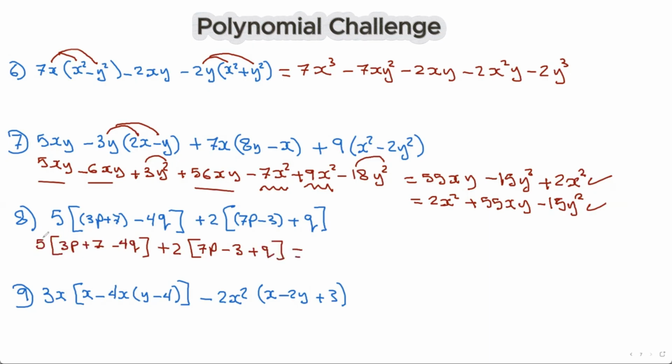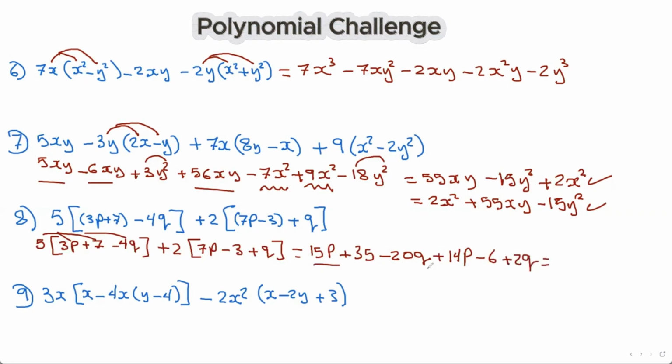Now, this 5 has to be distributed into here, into there, and into there. So 5 times 3p is 15p. And 5 times 7 is 35, so plus 35. 5 times negative 4q is minus 20q. Plus 2 times 7p is 14p. And 2 times negative 3 is just negative 6. And 2 times positive q is just plus 2q.